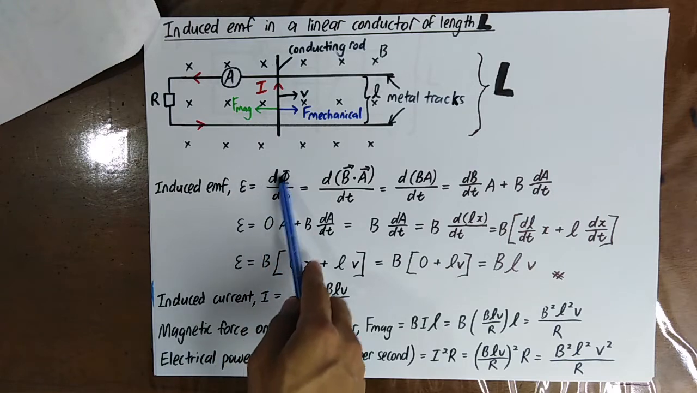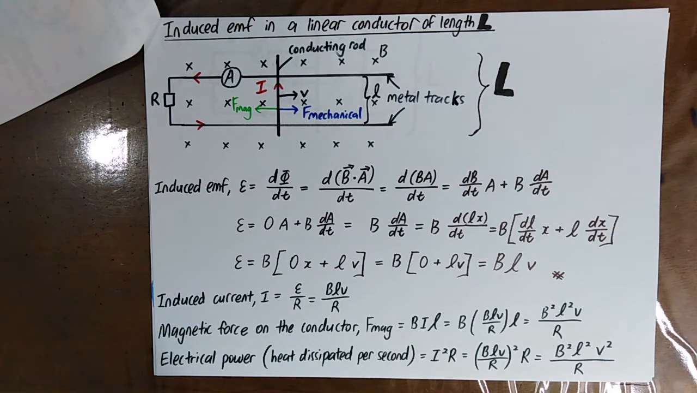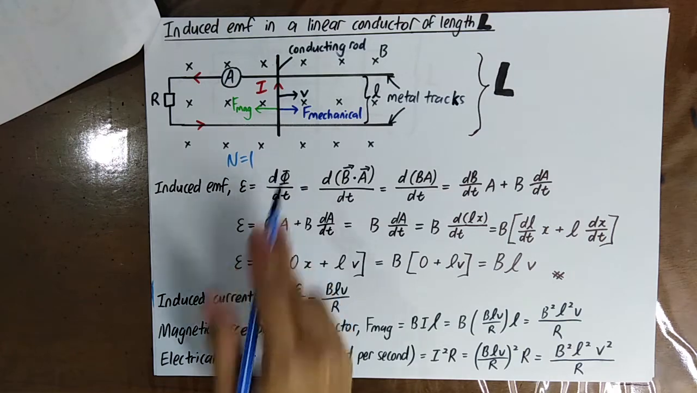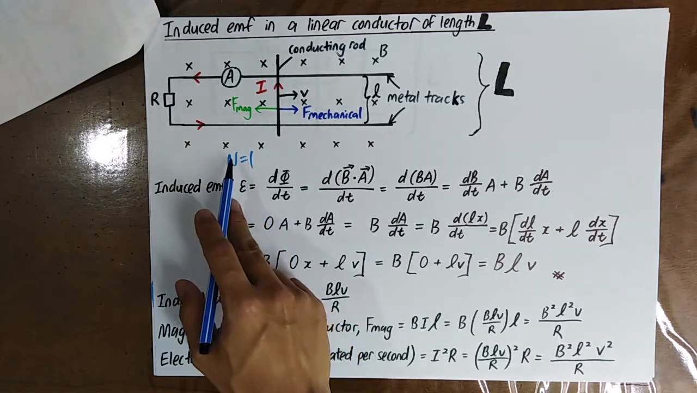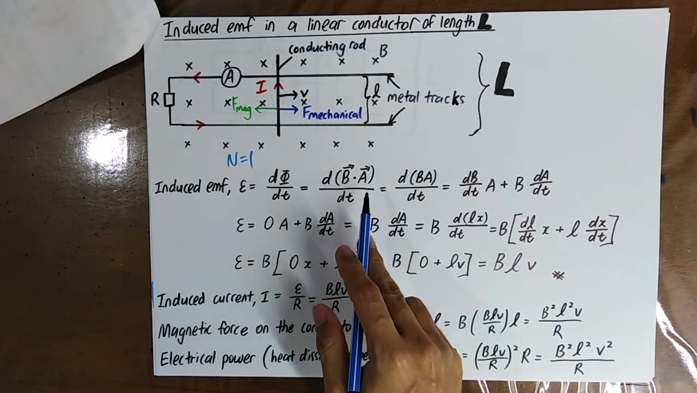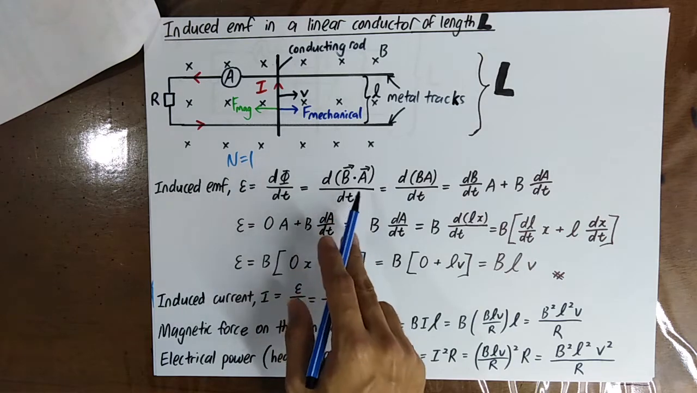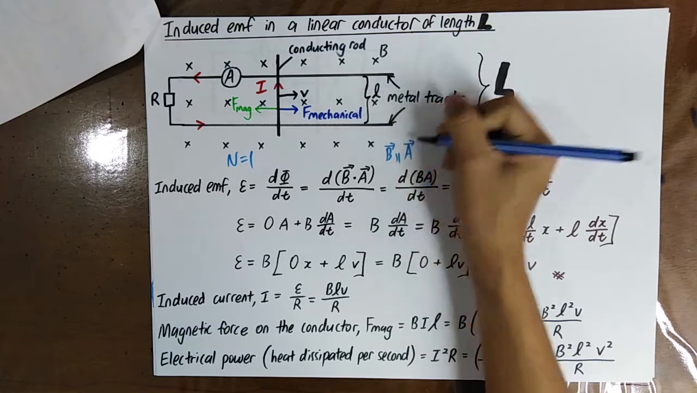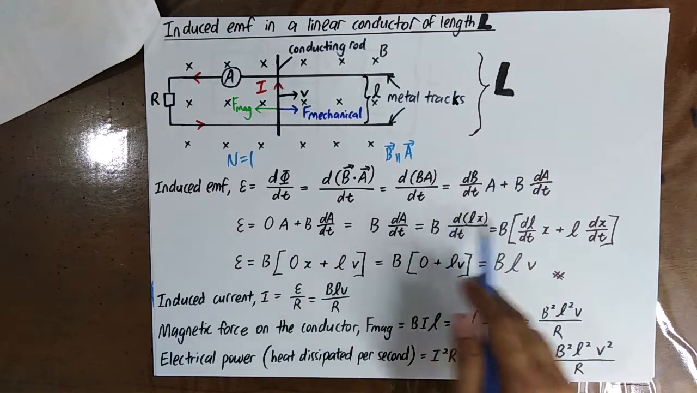Induced EMF equals N dΦ over dt, and we know that there is only one loop, so N equals 1. You should always remember there's always an N here, but in this case N equals 1 because we only have one loop, so of course you don't have to write N anymore. And then Φ equals B dot A. B is into the page, and the area vector is also into the page. So B is parallel to the area vector. When they are parallel, you can get rid of the dot product. And then you do your partial derivative.